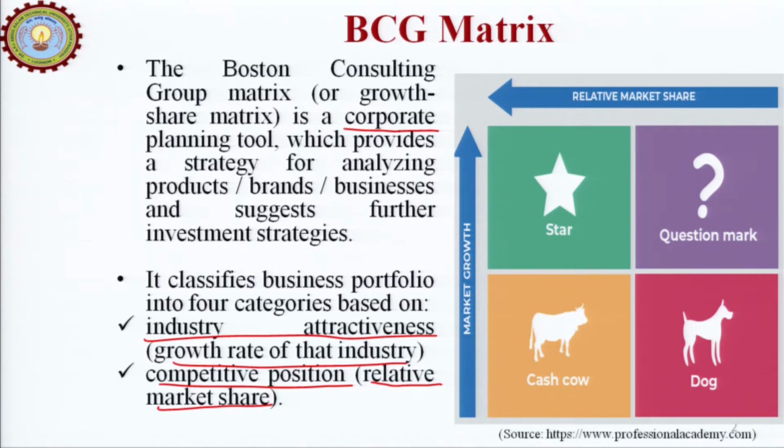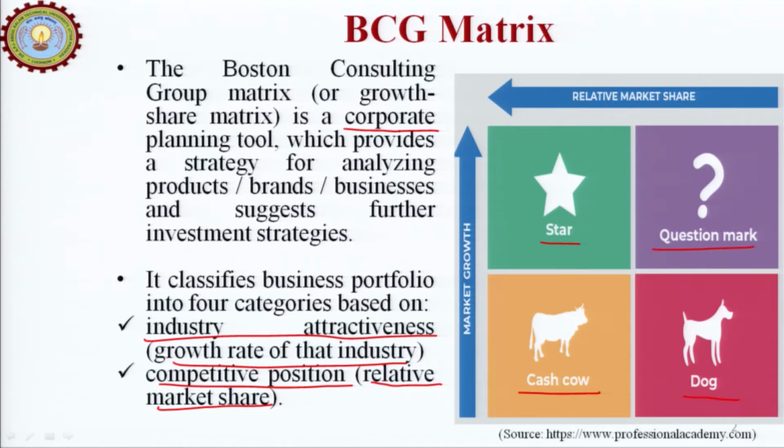So, there are four quadrants, or four categories, into which products or brands or businesses can be placed. First is star, second is question mark, third is cash cow, and the fourth is dog. Now, we will take a look at what these mean and how they help a manager to decide the strategies.